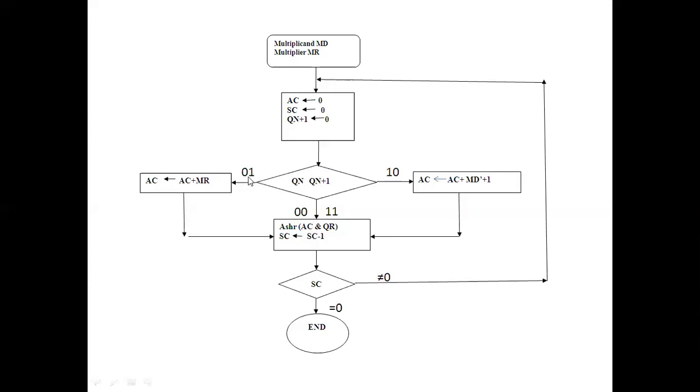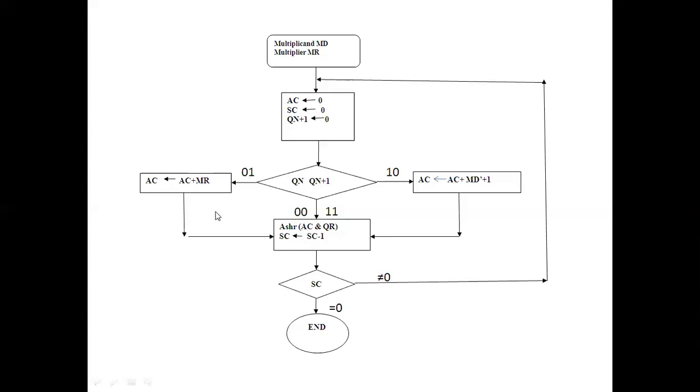And if it is 0 1, that means the value of qn is 0 and the value of qn plus 1 is 1, then we apply the addition operation, that is AC plus MR, where MR is the multiplier. If it is the 0 1 combination, then we add MR, the multiplier, to the accumulator.